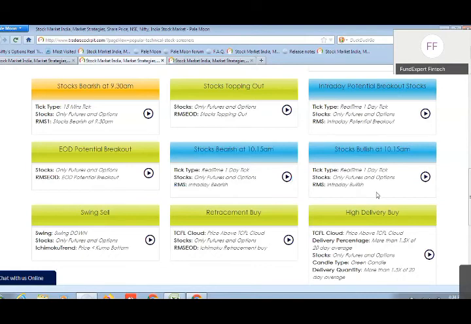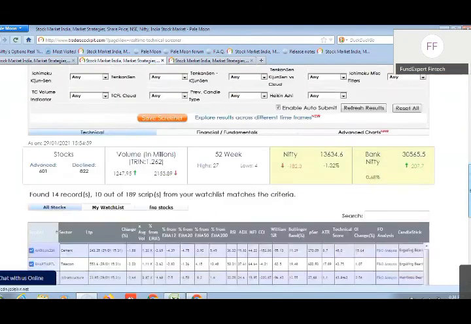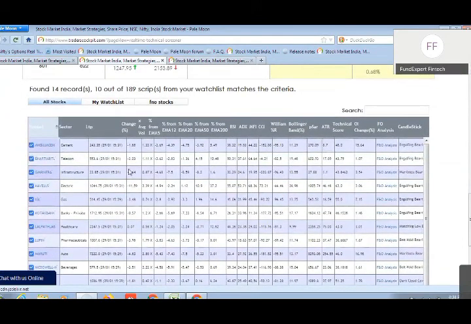for morning trades, you can check out these dashboards for the stocks bullish at 10:15 or bearish at 10:15. You just need to click on this link, this play button, and it will take you to the screener page. It will show you the list of records which can be bullish for the day or which can be bearish for the day.